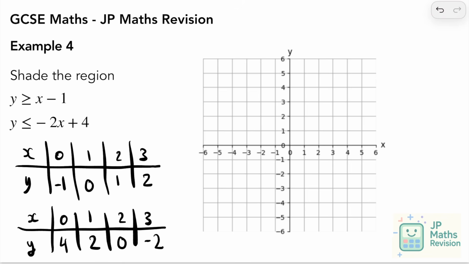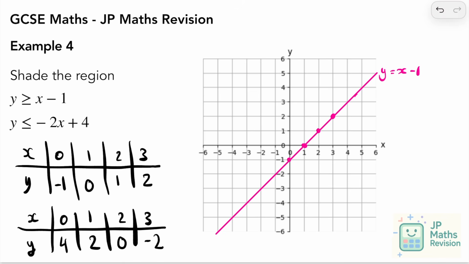So if I draw the lines for each one, so if I do the top one, I'm going to plot 0, minus 1 first. Then I'm going to plot 1, 0. Then I'm going to plot 2, 1. And then I'm going to plot 3, 2. And then I'm going to draw a line between them. I'm also going to label this y equals x minus 1, just so we know which line is which.